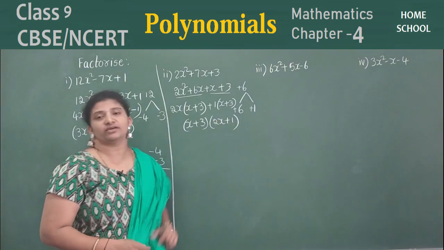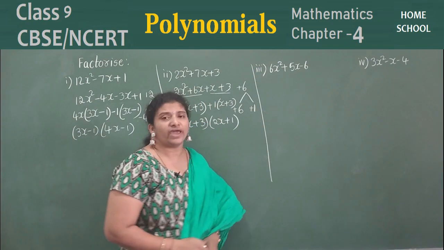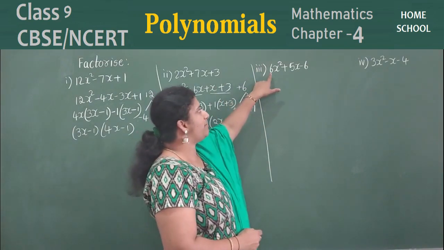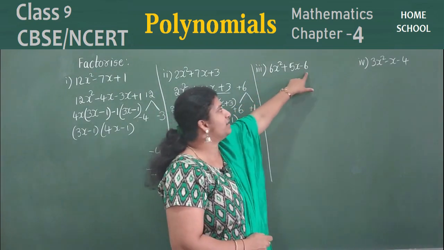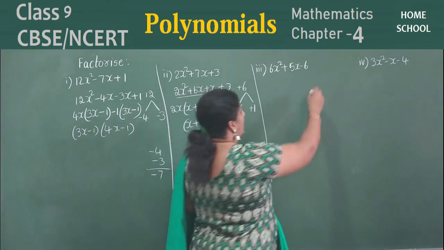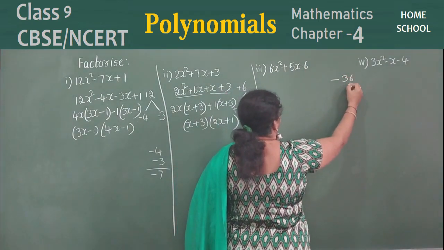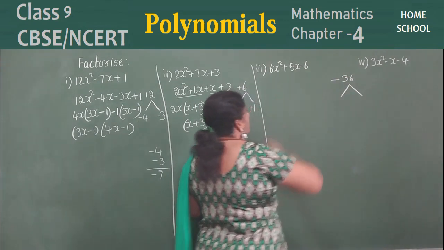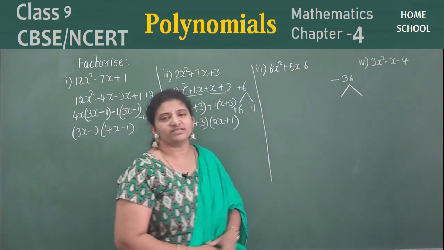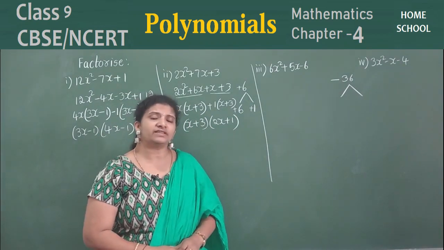So let's move to the third problem here. 6x square plus 5x minus 6. Observe the numbers here. Plus 6, minus 6. Plus into minus. Minus 6 6s are 36. Okay. So if you add or subtract, you should get your answer here in middle, 5. So what are all the factors for 36 here?